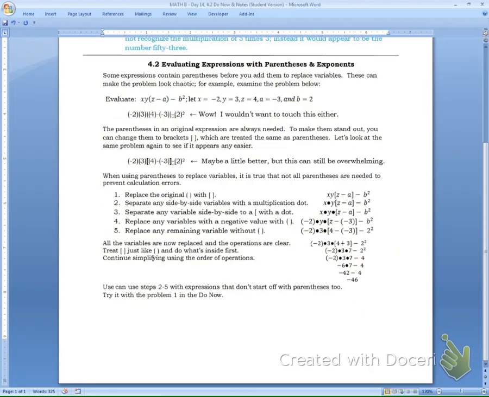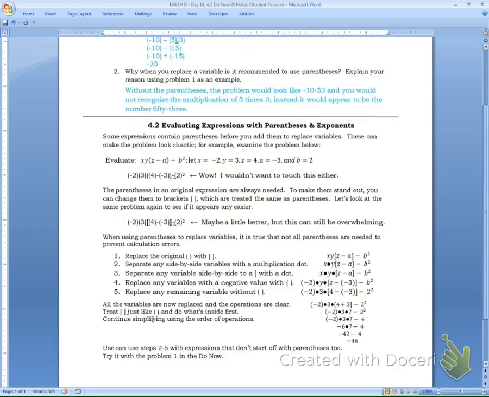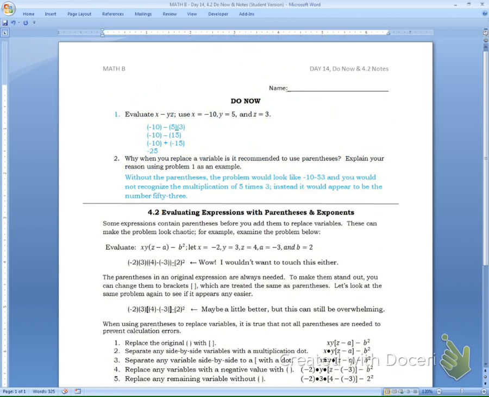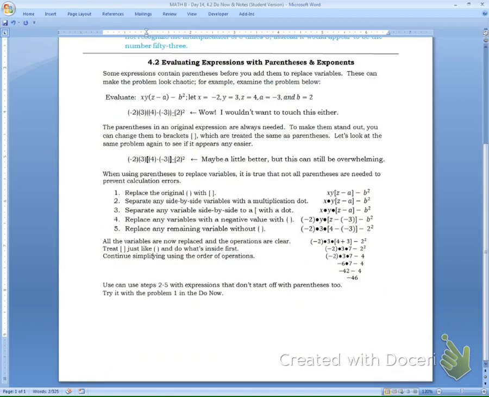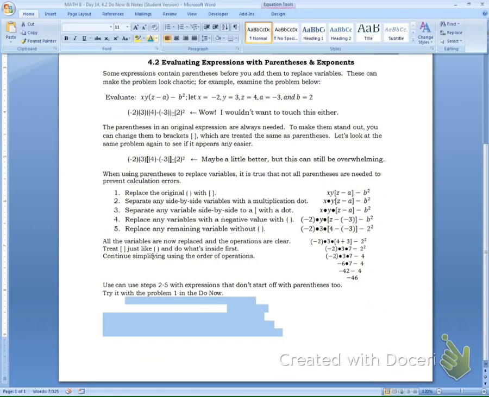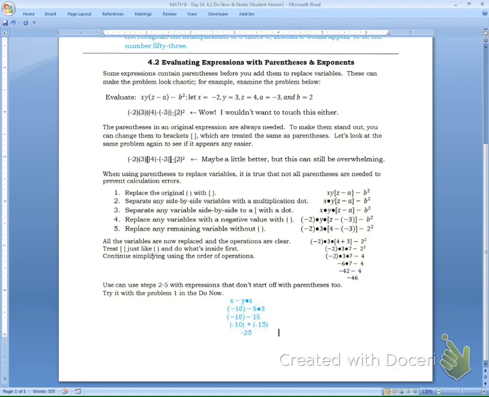Now those steps that I just showed you, 2 through 5, can even be applied to problems that do not have parentheses and make even them look simpler. Let's try this with the do now that you had at the beginning. When we filled in all those variables with parentheses, that's a lot of parentheses to think of. But we can use those same steps with the same problem.